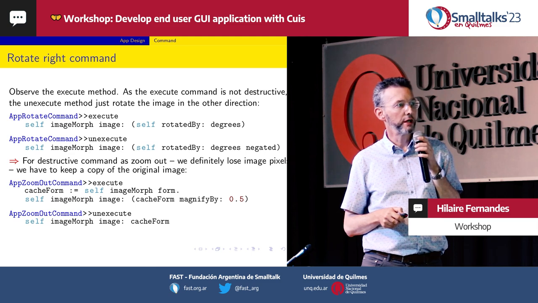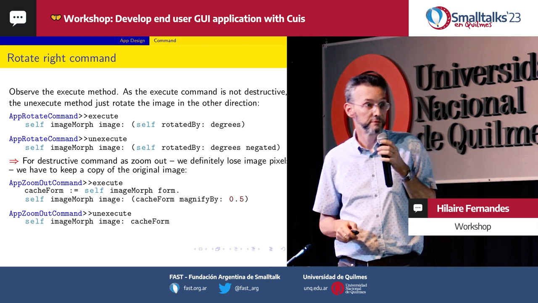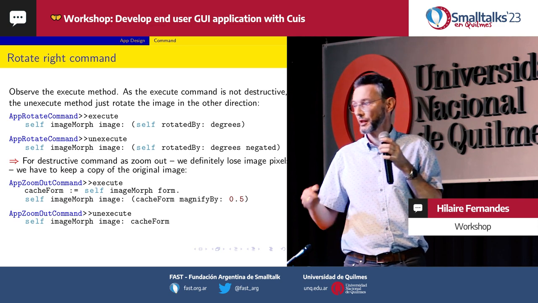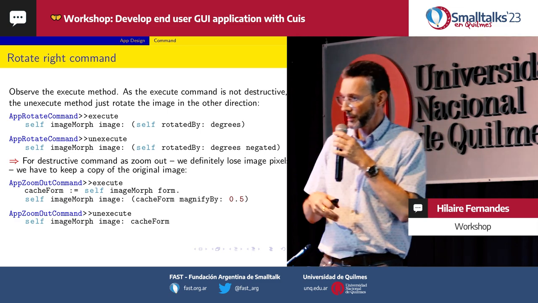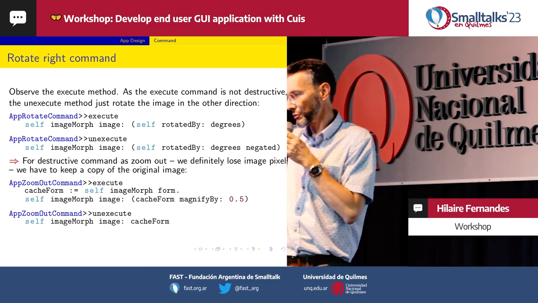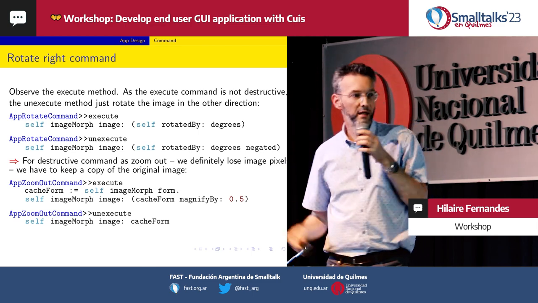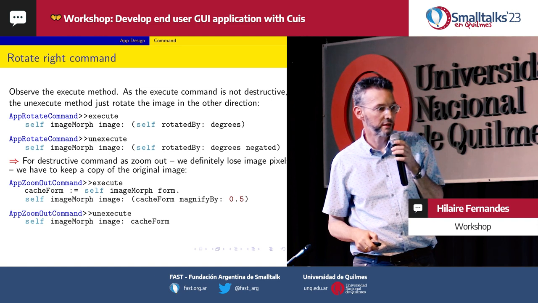What should the unexecute command do? It should do the opposite. So you would change the image again, but you rotate in the other direction. We can do that in this example because rotating to one side or the other is not destructive. We are not destroying information. But if we are zooming, maybe we need to do it a bit differently.